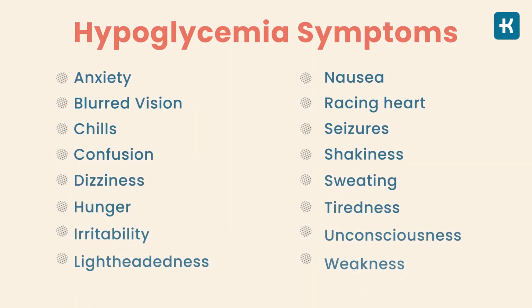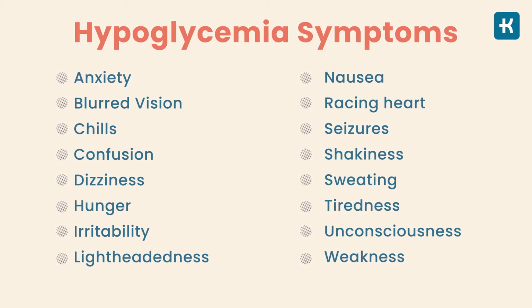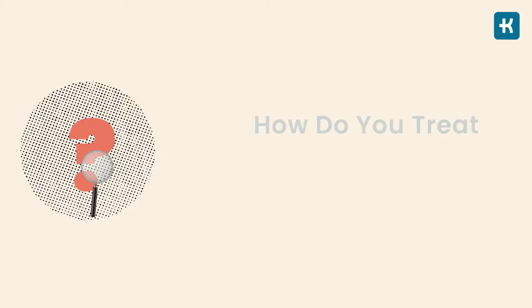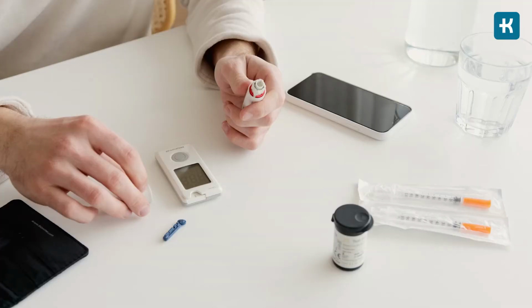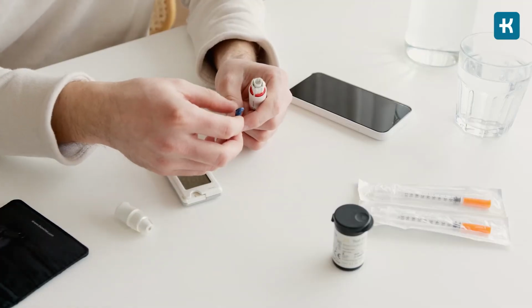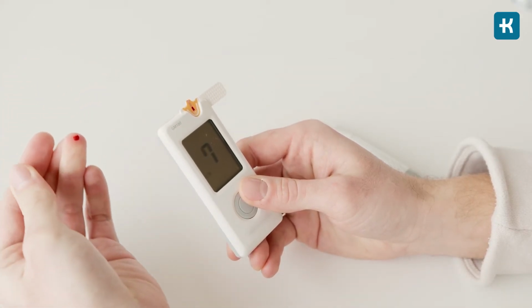Headaches in such cases are usually accompanied by other symptoms of hypoglycemia that you can see on this list. The symptoms here are typically sudden and may seem to come out of nowhere as your blood sugar decreases. Now you may be asking, how do you treat headaches caused by low blood sugar? Well, the first step is to confirm that the pain is occurring due to low blood glucose. So here you need to take a blood glucose test, and if it verifies the issue, you need to head to the next step.